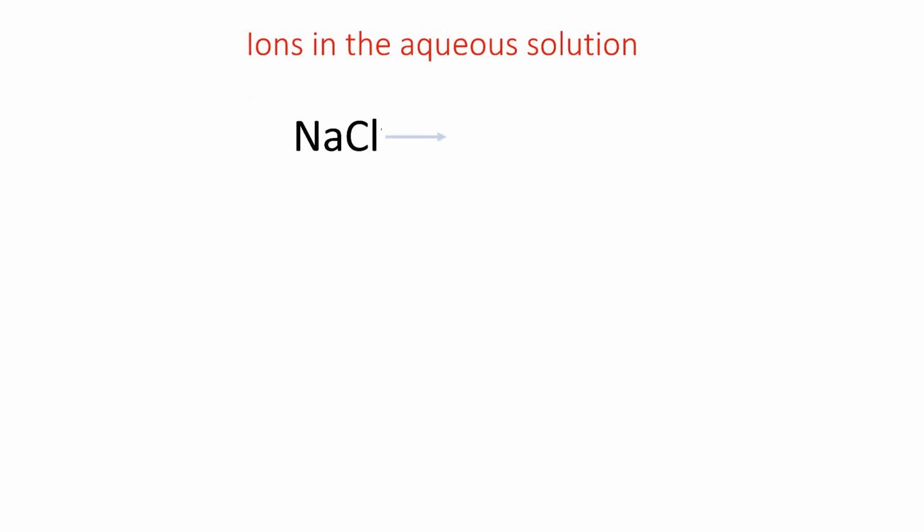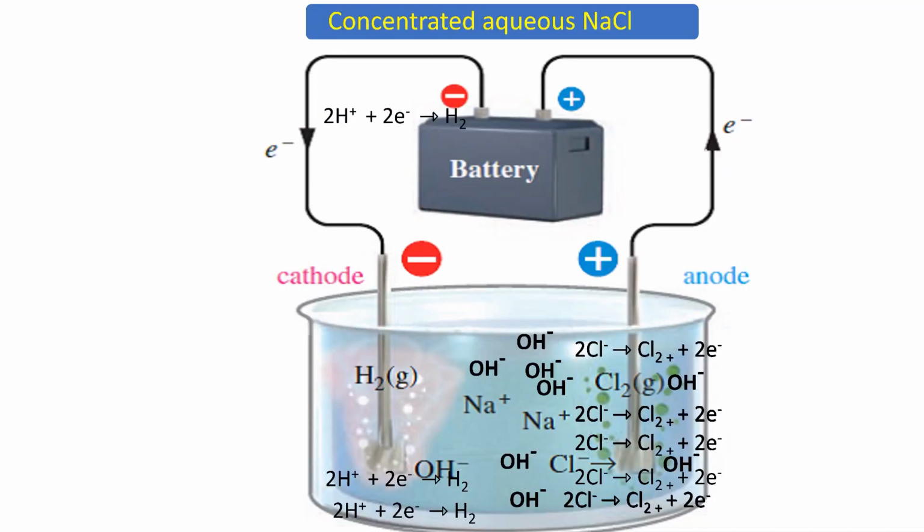But if the electrolysis is with concentrated sodium chloride, what would happen? Here you still get the same four different ions, two cations, hydrogen ion and sodium ion, and on anode you get chloride ions and hydroxide ions. At the cathode, the reaction will be the same as in dilute sodium chloride. Sodium ion will not gain electrons. Hydrogen ion will gain electrons to form hydrogen gas.